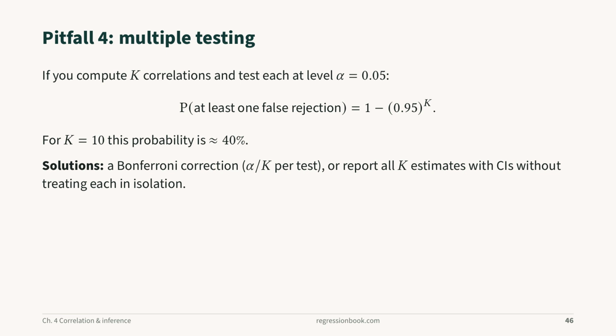Pitfall 4 scales badly. Compute many correlations, test each at 5%, and the chance of at least one false rejection compounds. At 10 tests, it is already about 40%. Two remedies: a Bonferroni correction, dividing the level by the number of tests, or better, report all the estimates with their intervals rather than treating each test in isolation.